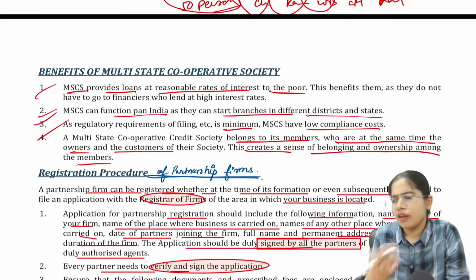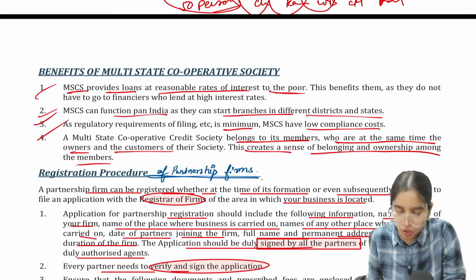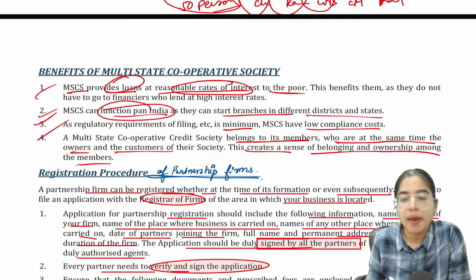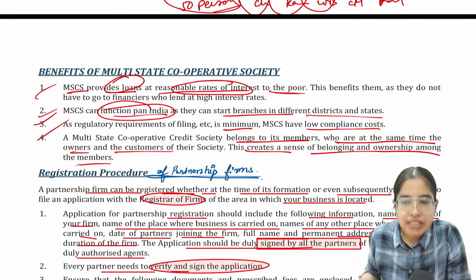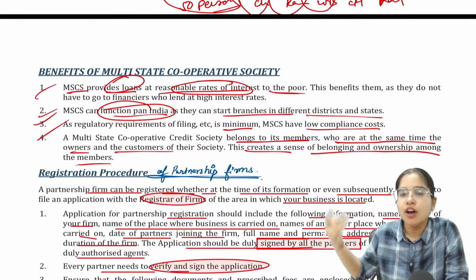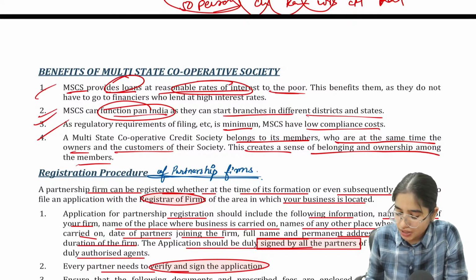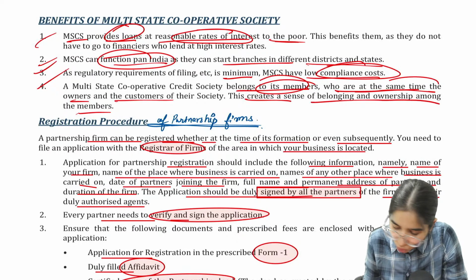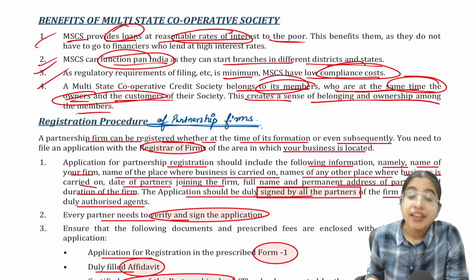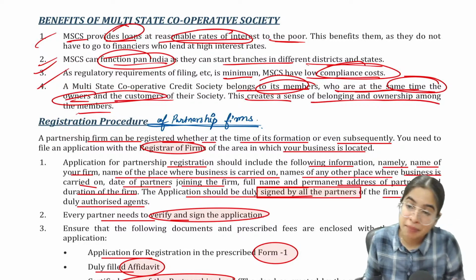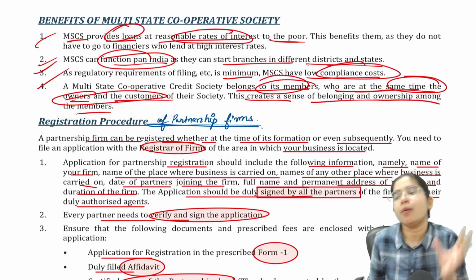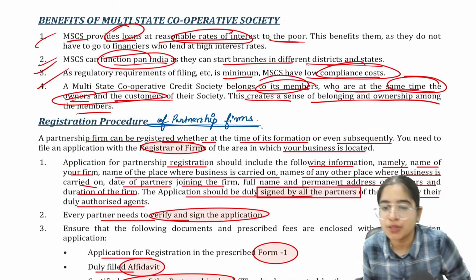What are the benefits? Benefits are very easy. It helps in providing loans at a very low rate of interest to its members. It operates on a pan-India basis. Why? Because it can start its branches in multiple states. There is very little compliance. And basically it belongs to members who are at the same time the owner and the customer. In a multi-state cooperative society, the members are the only owners and the only customers, because it operates for the benefit of its members only, right?